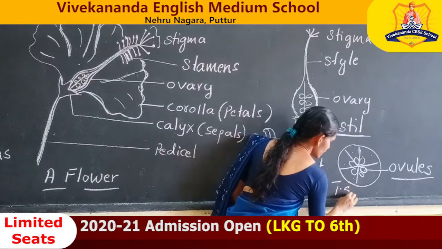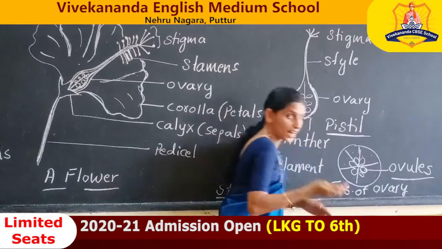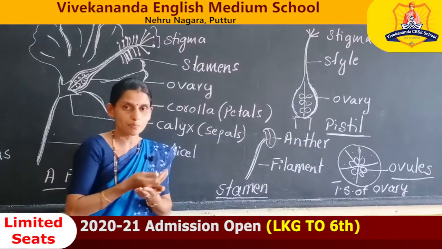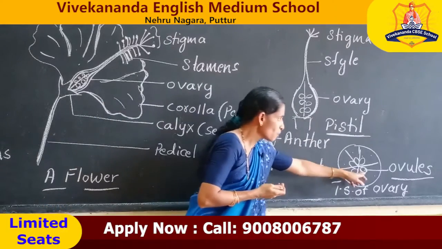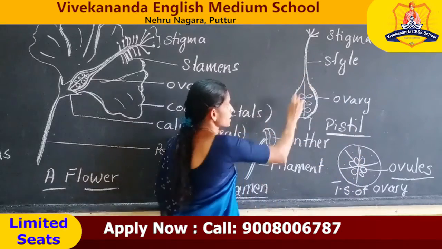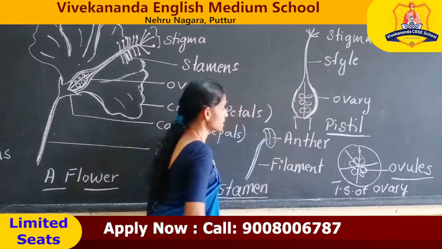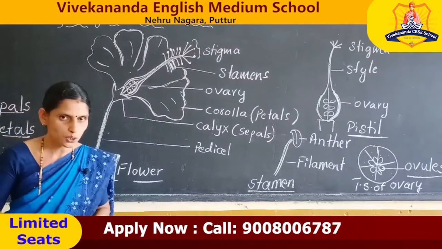And here it is a TS of the ovary. TS means transverse section. With the help of a blade we take the transverse section of the ovary, and then we can see ovules inside it. These structures are present inside the pistil. Now you have learnt the parts and structure of the flower.